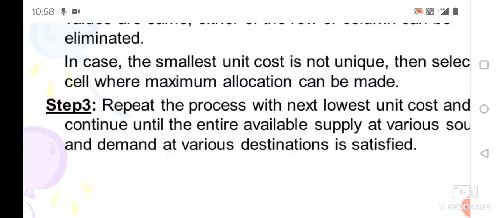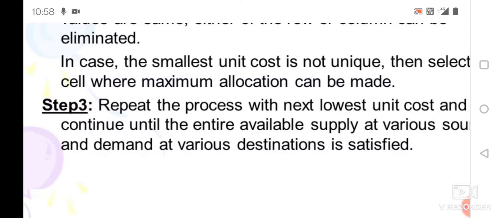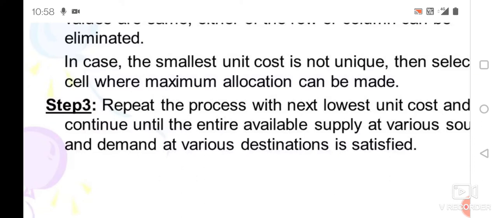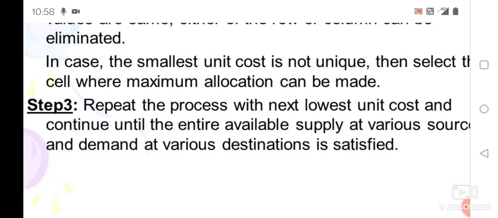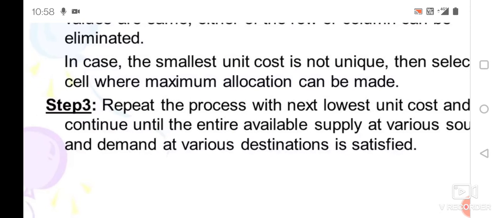And the last step, repeat the process with the next lowest unit cost and continue until the entire available supply at the various resources and demand at the various destinations is satisfied.